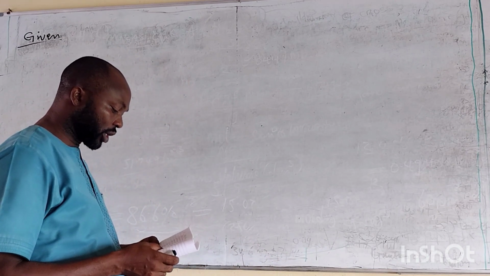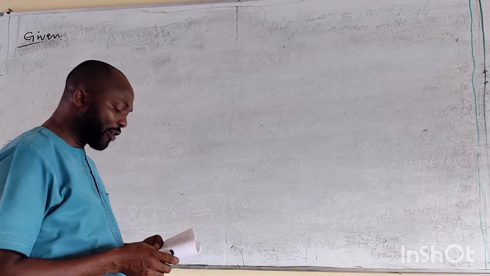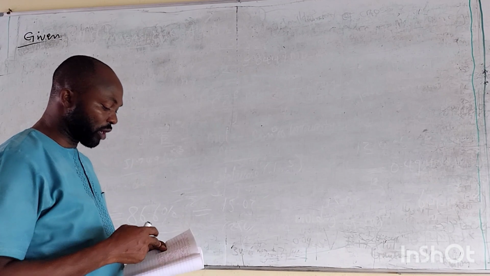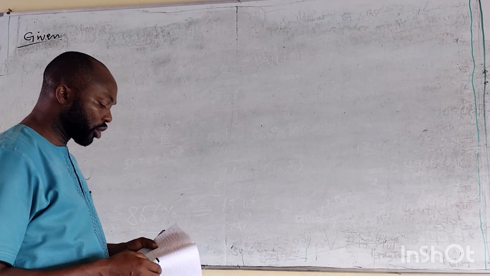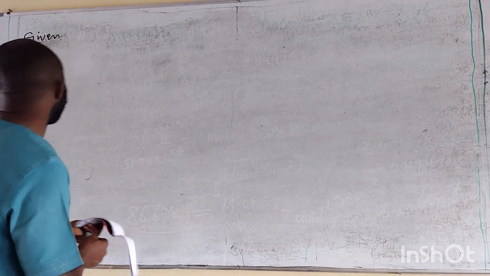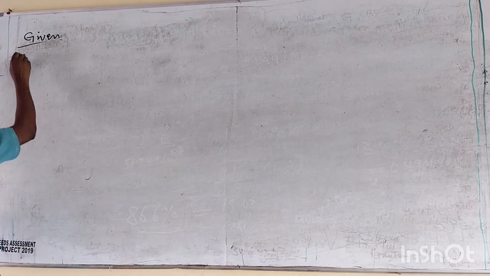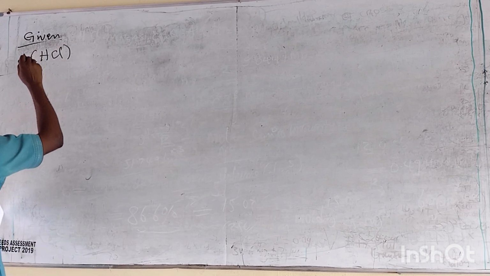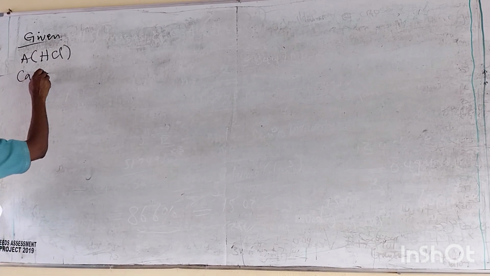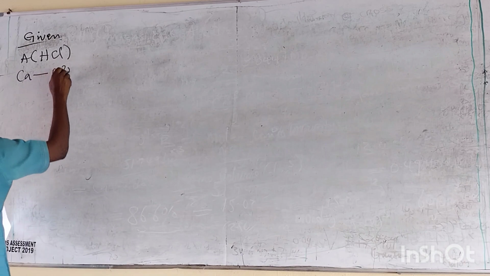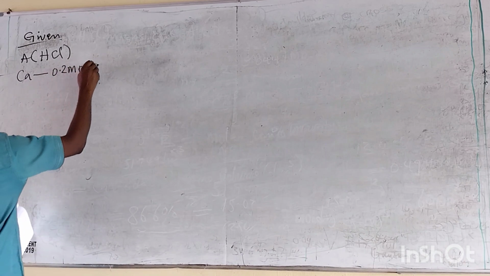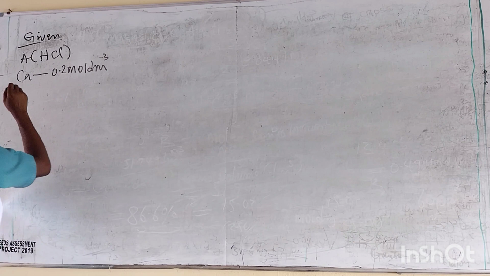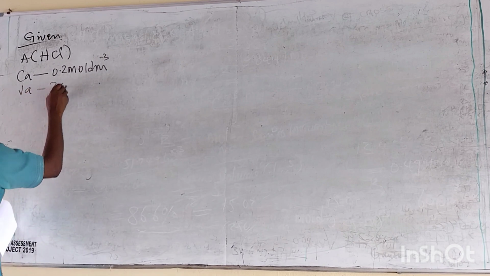Now, 25 cm cube of this mixture, B, was neutralized by 20 cm cube of 0.2 mole HCl, A. So there's acid here, which is HCl. The concentration of the acid is 0.2 mole per dm cube. The volume of the acid is 20 cm cube.